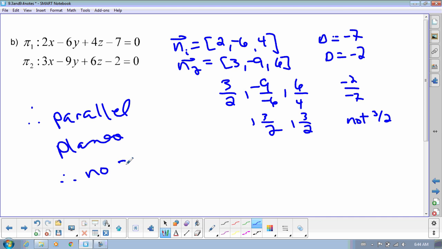Therefore, no solution. They'll never cross each other. So their normals are the same, but the d values are not the same. Okay, so the next scenario.